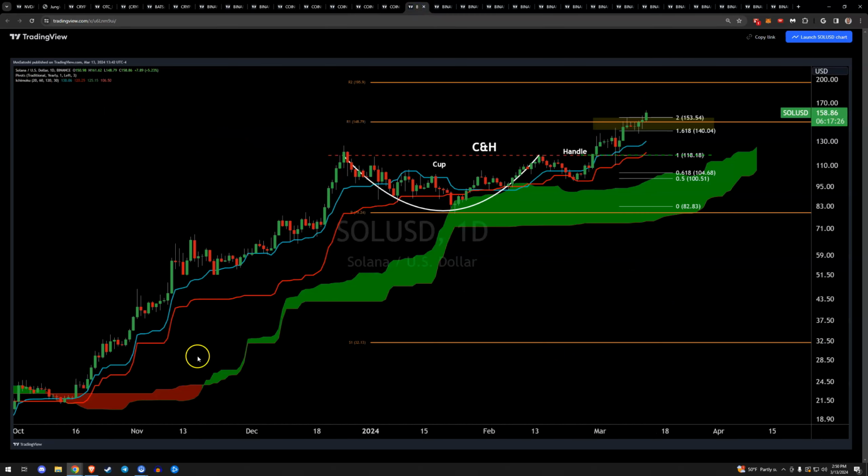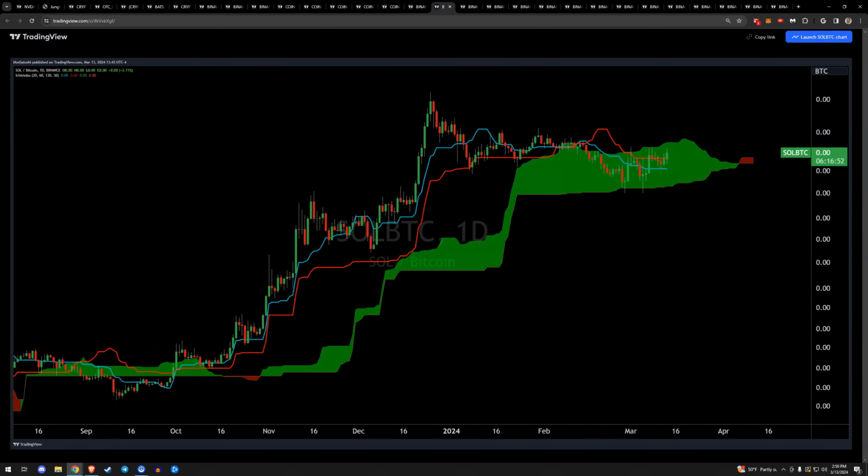Solana looks good. It's above the cloud. The cup and handle that we talked about a couple weeks ago has played out. It's reached its high point target here. 200 would be the next level, but there's nothing screaming here that says that's where we're going. I'm certainly not as confident in 200 as I was in 150, that we get to 150 from 118.